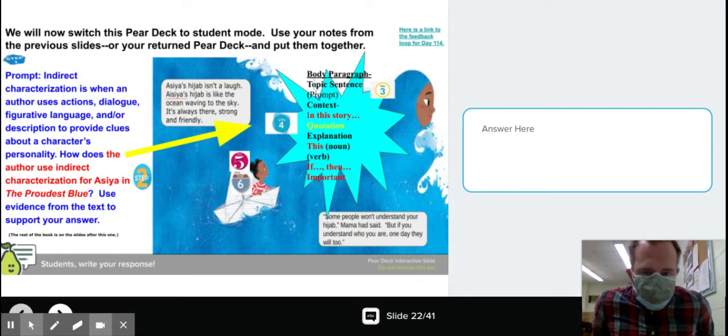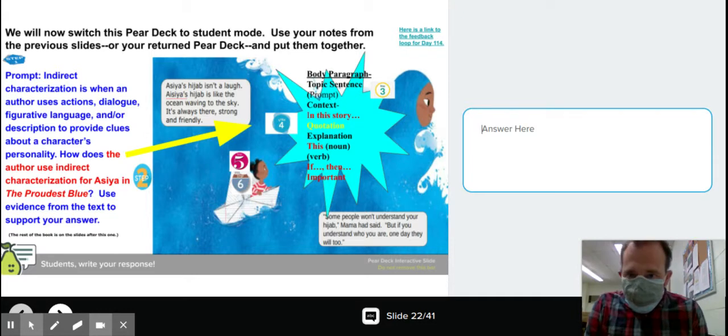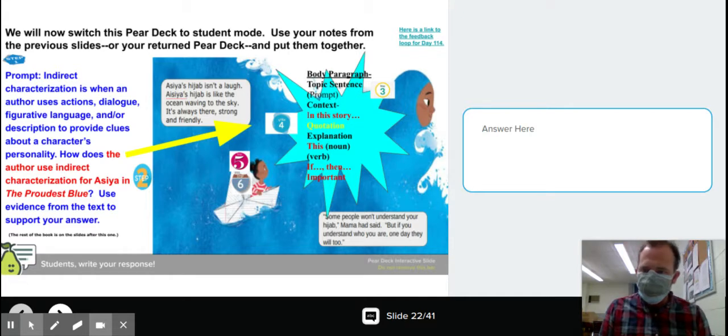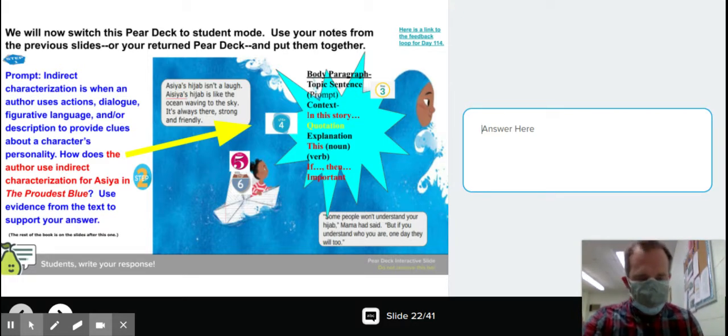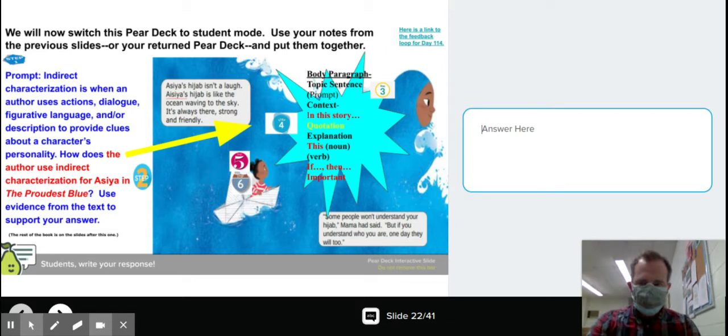First, if you didn't already, you would read the directions. So I look at this slide, it says prompt. We will now switch this Pear Deck to student mode. Use your notes from the previous slides or your returned Pear Deck and put them together. Prompt: indirect characterization is when an author uses actions, dialogue, figurative language, and/or description to provide clues about a character's personality. How does the author use indirect characterization for Asia in The Proudest Blue? The story that we've been read more than a few times now, okay?